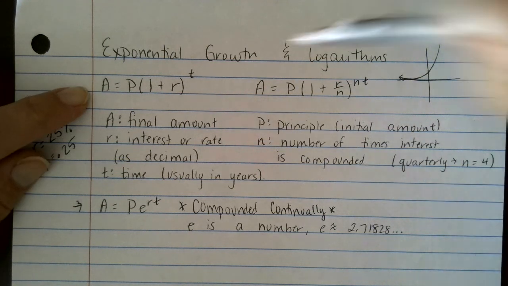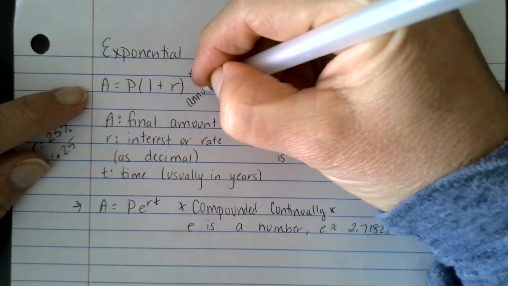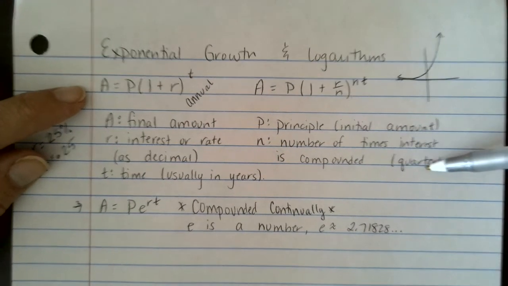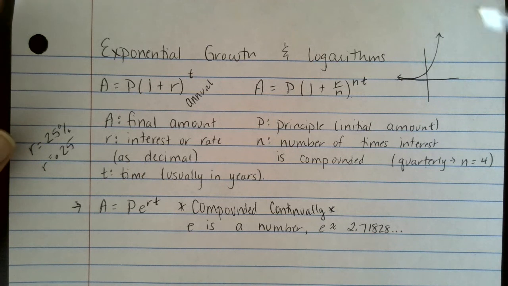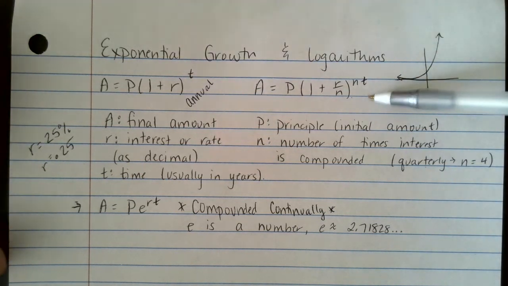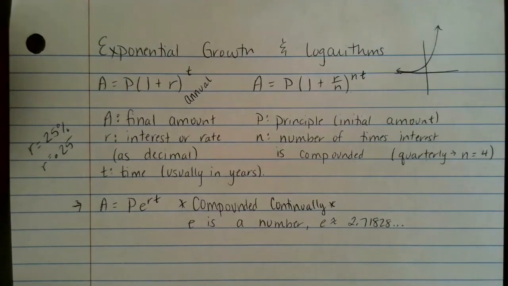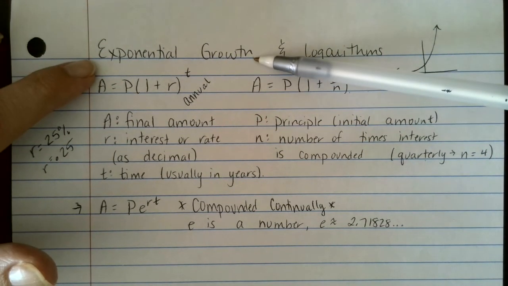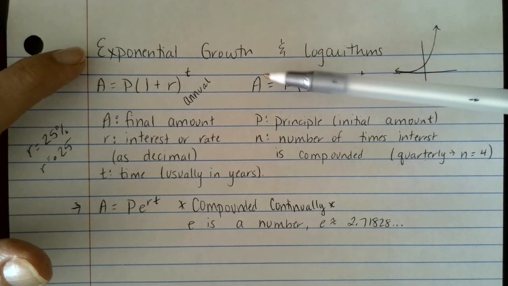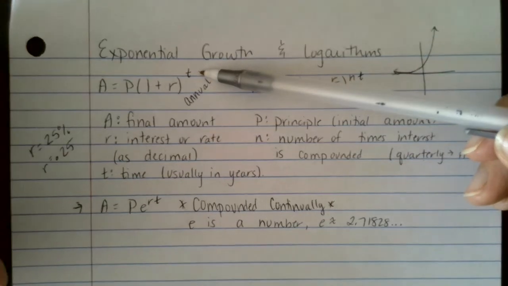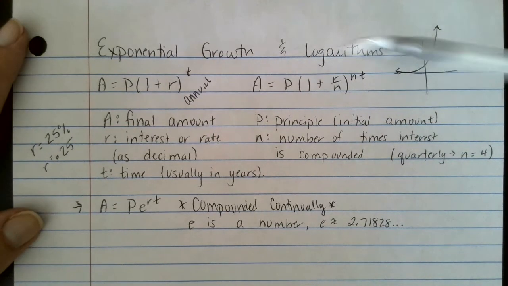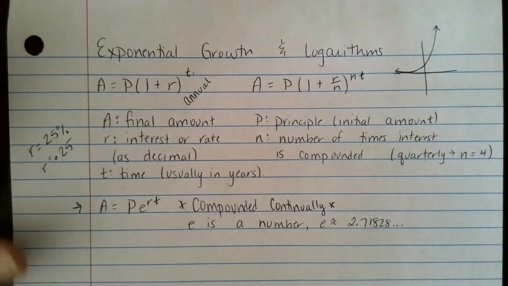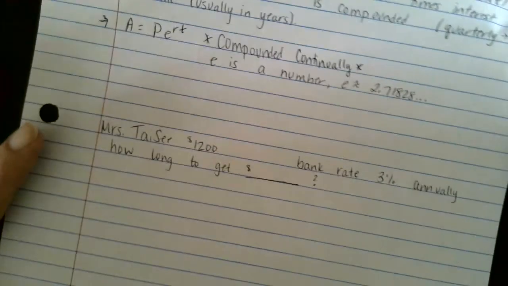This one, if it is just annual, 1 time a year, you get the interest. And this one, you have some sort of quarterly or monthly or weekly, whatever it happens to be. All right. So we use exponential growth and logarithms to find different things. Exponential growth would be if I knew what I started with, my interest rate, and how long I wanted to be in there. A logarithm will help me solve for my exponent, because anytime I write a logarithm, it equals the exponent. So we're going to do an example.